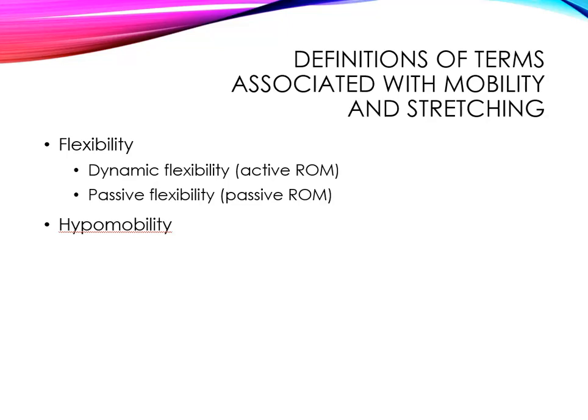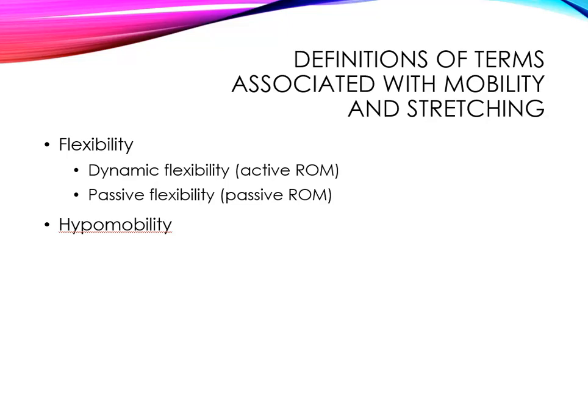Dynamic flexibility, this is a form of flexibility that's also referred to as active mobility or active range of motion, is the extent to which an active muscle contraction can rotate a joint through its available range of motion. Dynamic flexibility depends on the ability of a muscle to contract through the range of motion and on the degree and quality of tissue extensibility.